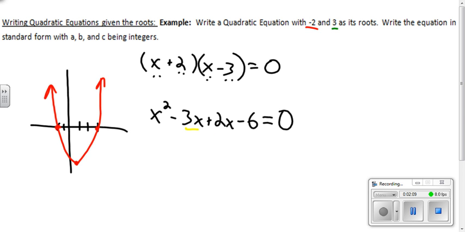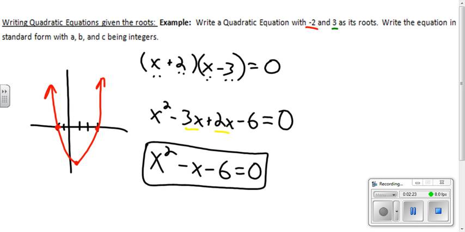We're almost done here. We just need to combine our like terms. X squared, -3x, and +2x is going to be -1x, or just -x, and -6. We need to always make sure that we set it equal to 0. So this would be our quadratic equation in standard form for an equation with roots of -2 and 3. In this case, our a value is 1, our b value is -1, and our c value is -6.